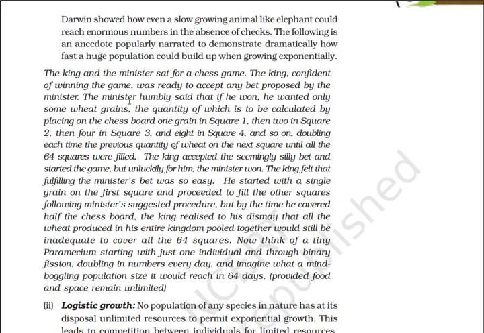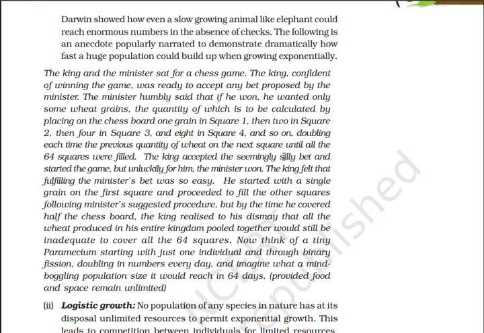The king, confident of winning the game, was ready to accept any bet proposed by the minister. The minister humbly said that if he won, he wanted only some wheat grains, the quantity of which is to be calculated by placing on the chessboard one grain in square 1, then 2 in square 2, and then 4 in square 3, and 8 in square 4, and so on, doubling each time the previous quantity of wheat on the next square until all 64 squares were filled.